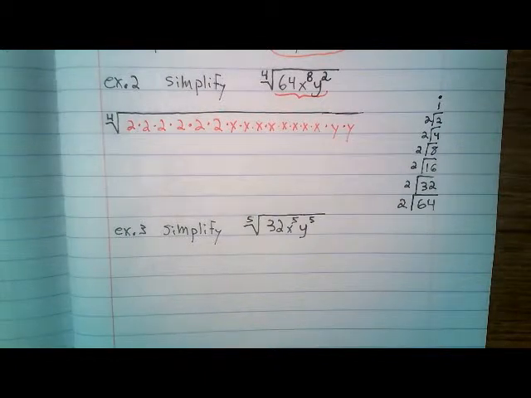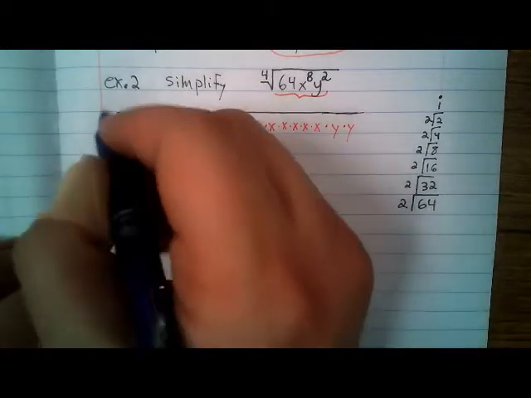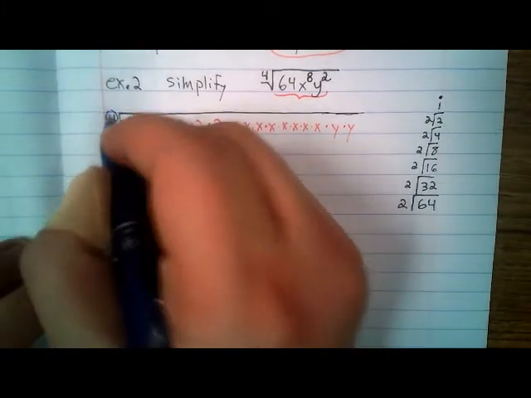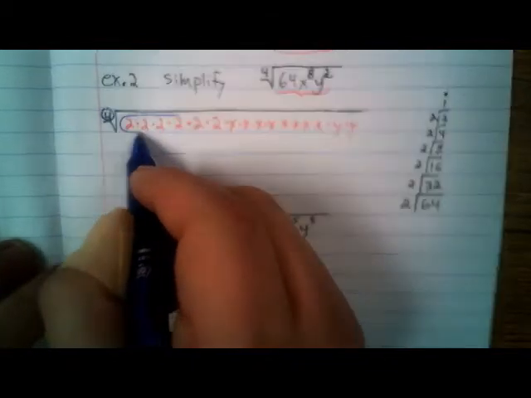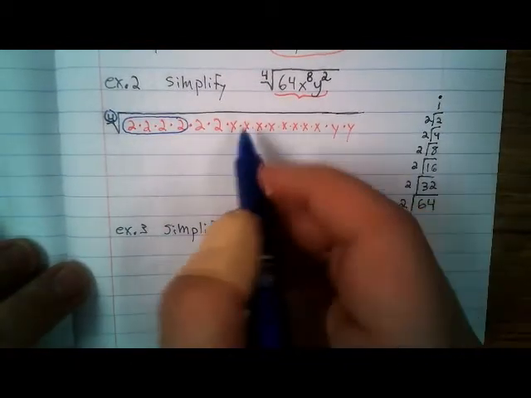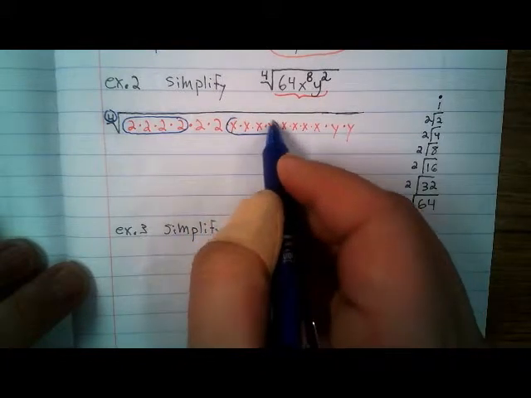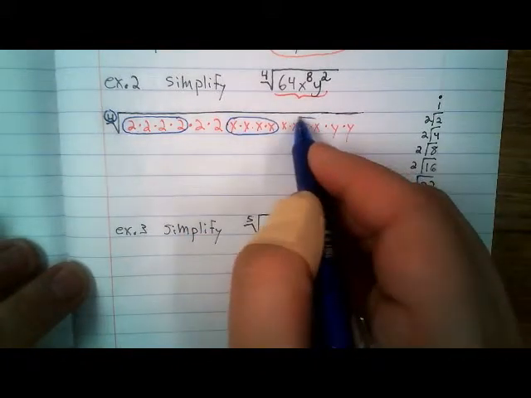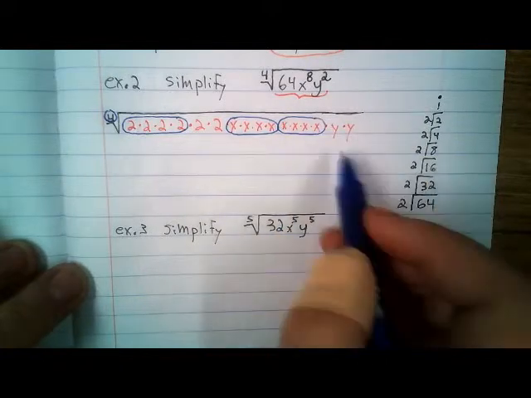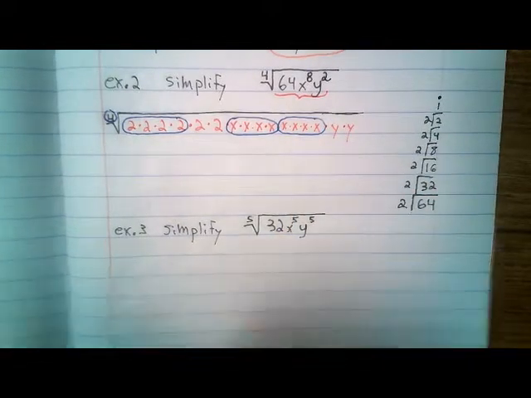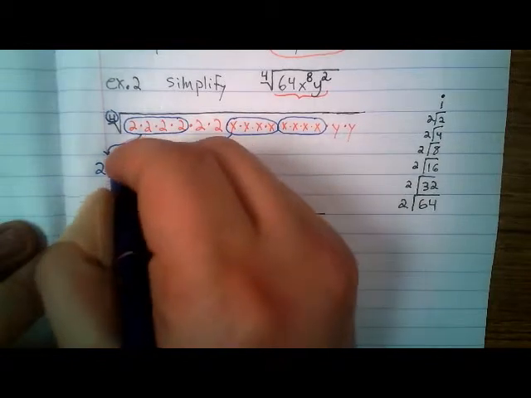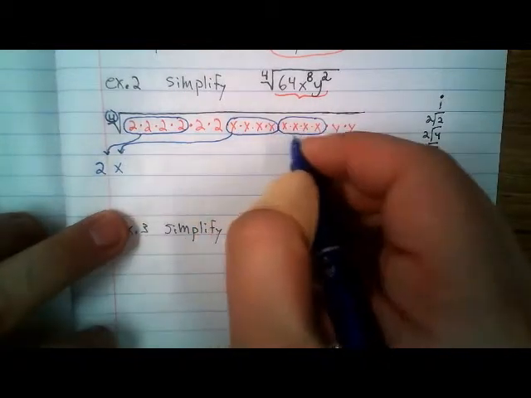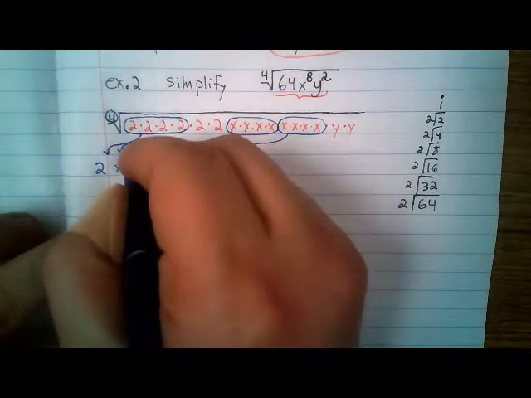And now I'm going to start circling groups of 4 this time. Right? My index is 4, so I'm going to circle groups of 4. So there are 4 2's. I've got 4 x's. I've got 4 more x's. And that's really all that I can take out. So I can take out a 2, I can take out an x, and I can take out another x.